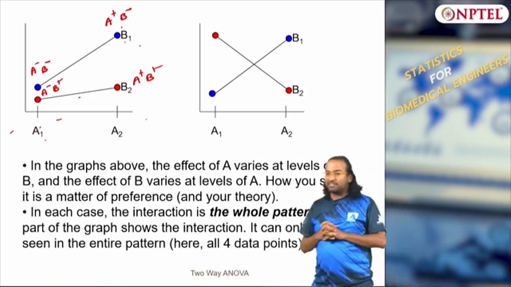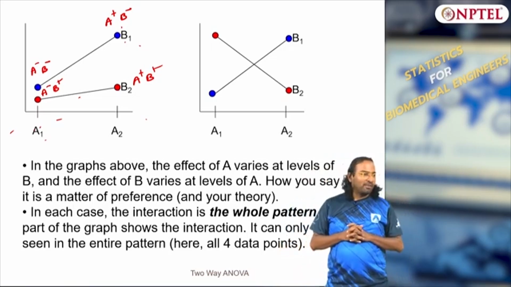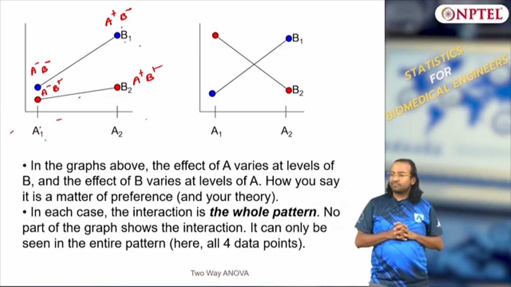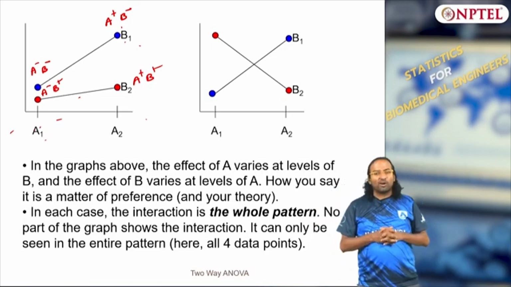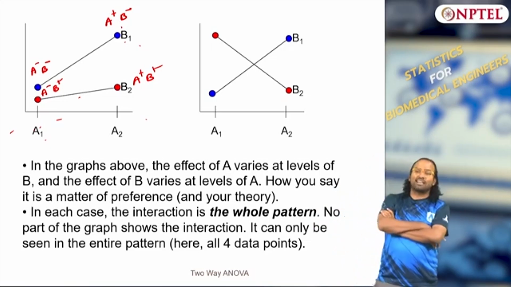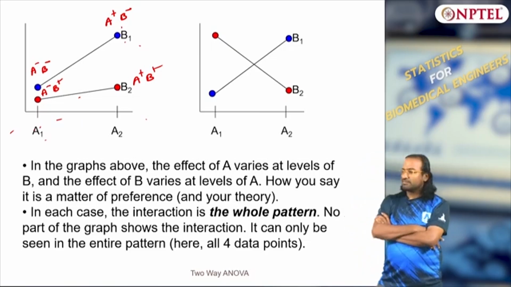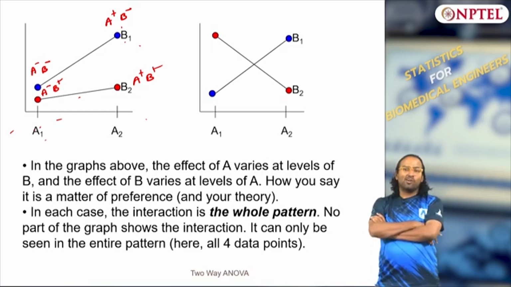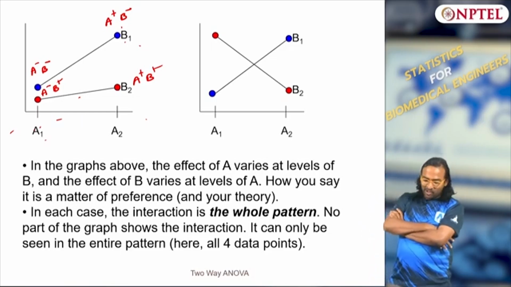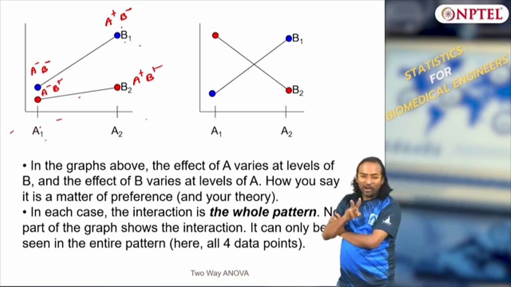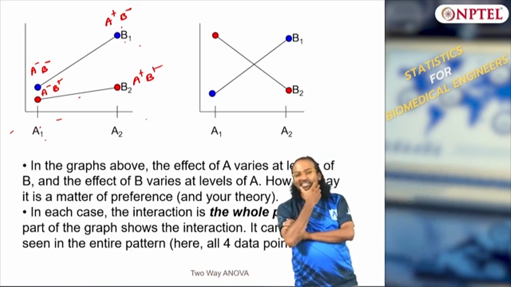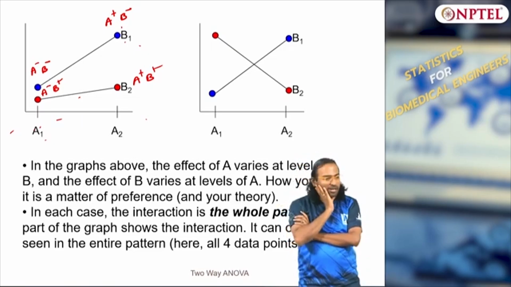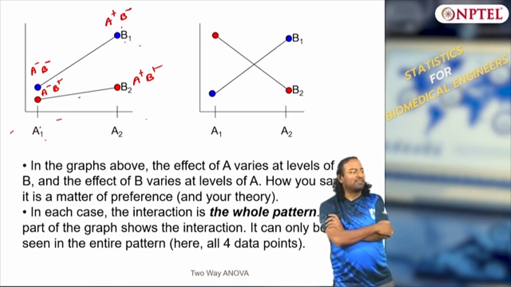How do you quantify interaction? How do you say whether there is an interaction or not? Just look at this, how do you say whether there is a significant interaction or not? You understand my question? You have 2 factors, I do not want individual effects, I want whether there is an interaction or not. How do you do that? Think about it.